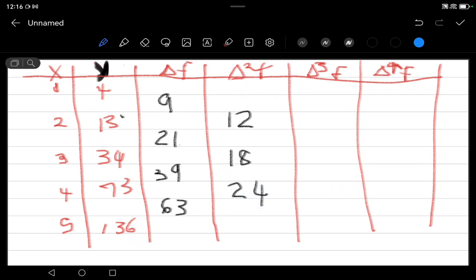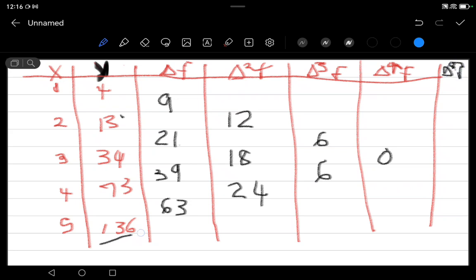And then we continue. The third one is going to be 18 minus 12, which is 6. And then 24 minus 18, it's 6, okay? And then the fourth one is going to be 6 minus 6, which is 0. So guys, we stop when we have one value, okay? So if on the fourth one we have two values, we're going to have the change to the power 5f. And then we continue to subtract, okay?